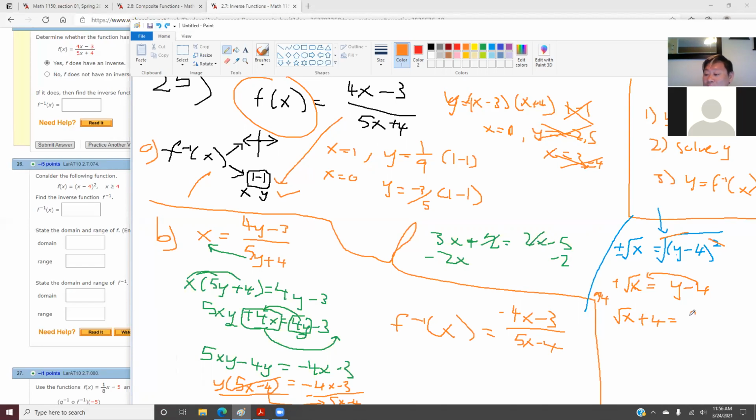And then the last thing is you just change your f of y to become the inverse function. So this is your inverse function here. And then find the domain and range.